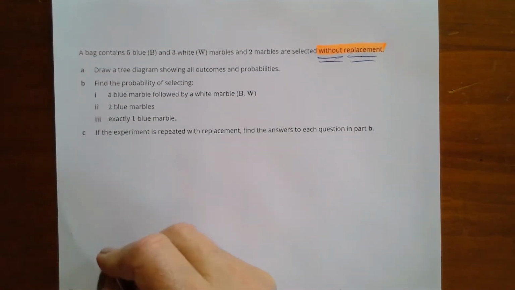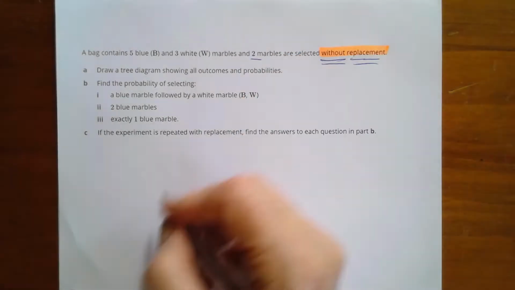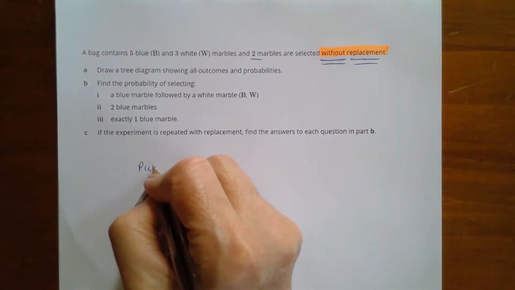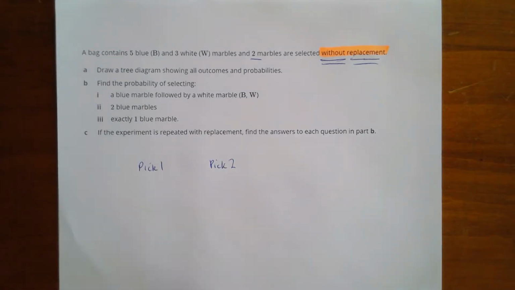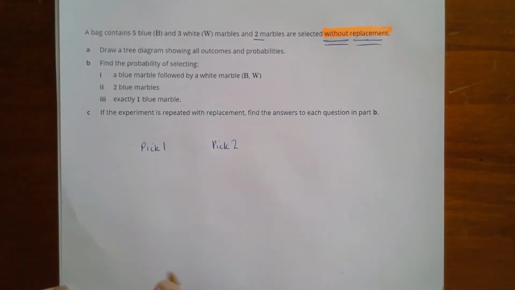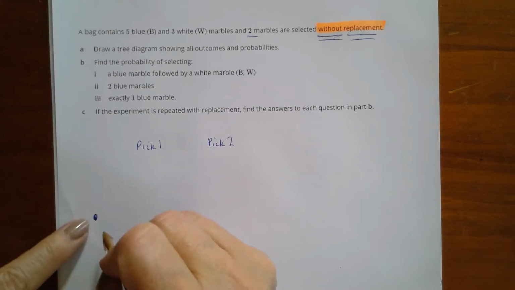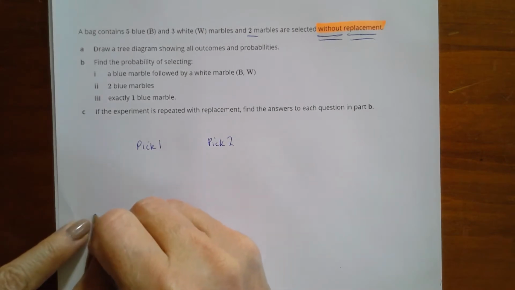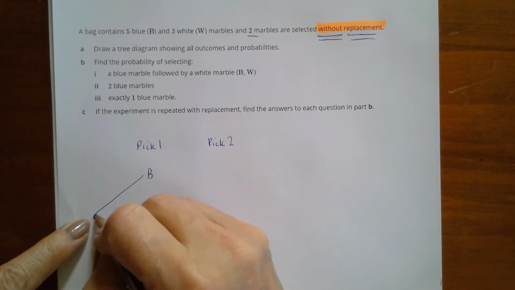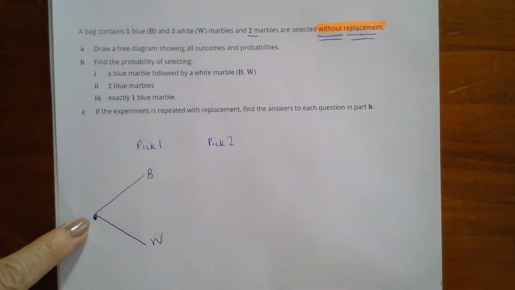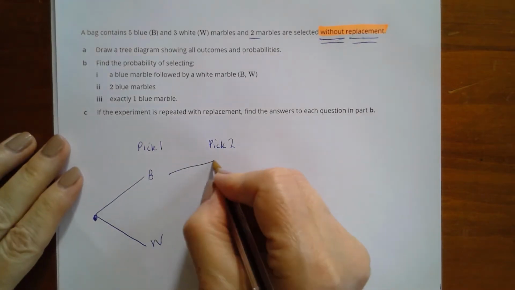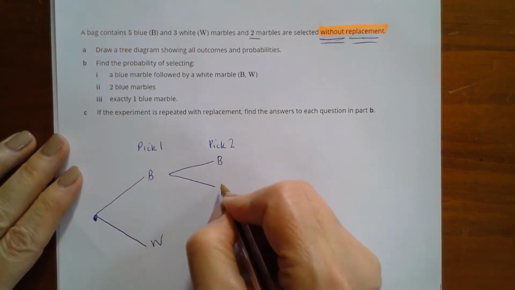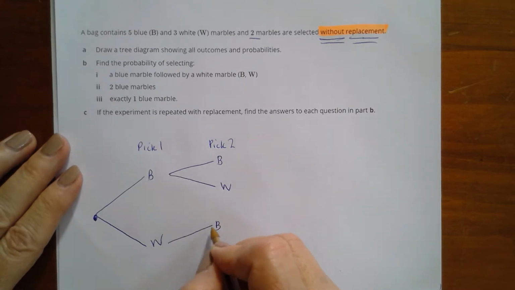All right, so here's my tree diagram. I'm going to draw it, and I'm picking 2, so I need to have pick 1 and pick 2. Those are the columns I think about when I'm doing this. I start over here. There's always a starting dot, and I want to pick a blue or a white. I'm not sure which I'll pick out, so I'll list both possibilities. And then after I pick that marble out, I'm going to keep it in my hand, and then I'm going to pick a second one, and it's going to be either blue or white, and blue or white.